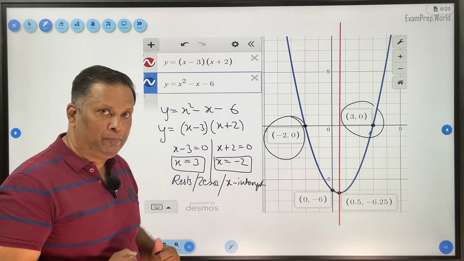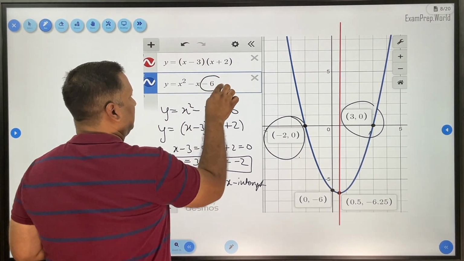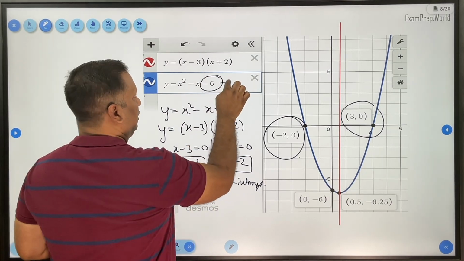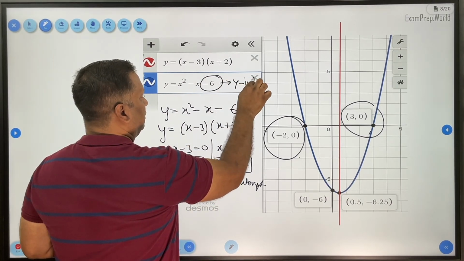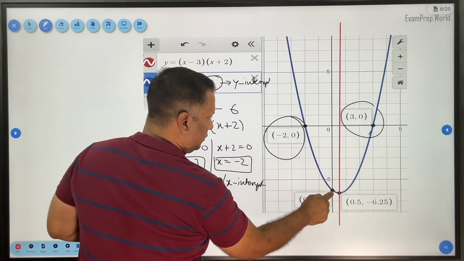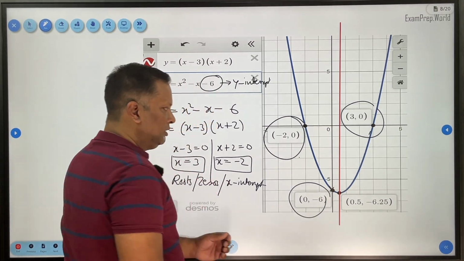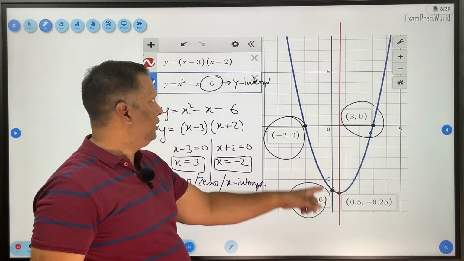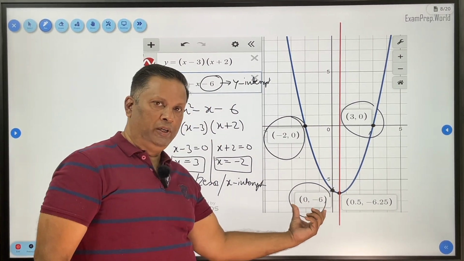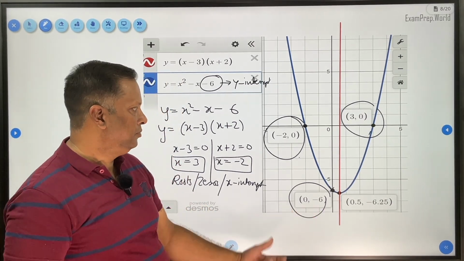What about the y-intercept? The y-intercept is straightly visible here. Look at this in the standard form. This particular thing is the y-intercept. Look at this point. The y-axis is intersecting at negative 6. Okay, the point is (0, -6). Easy.